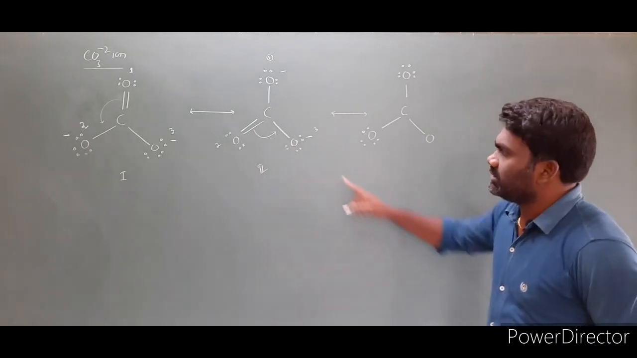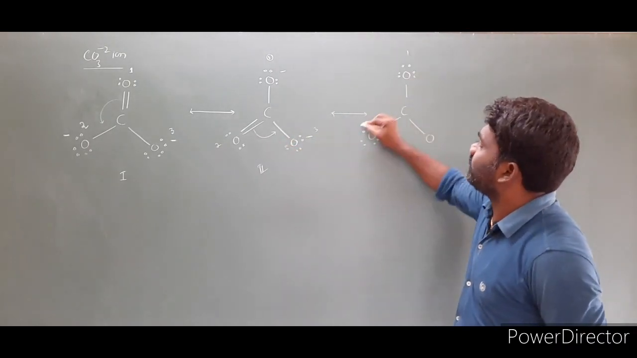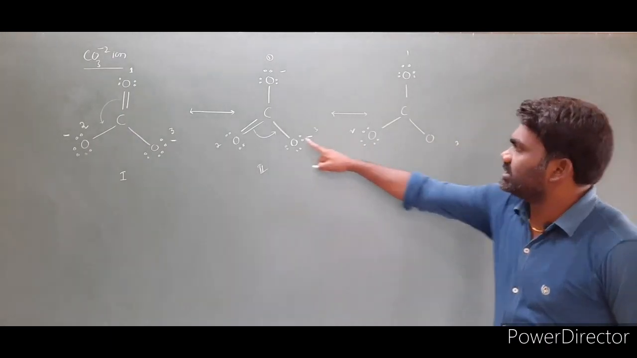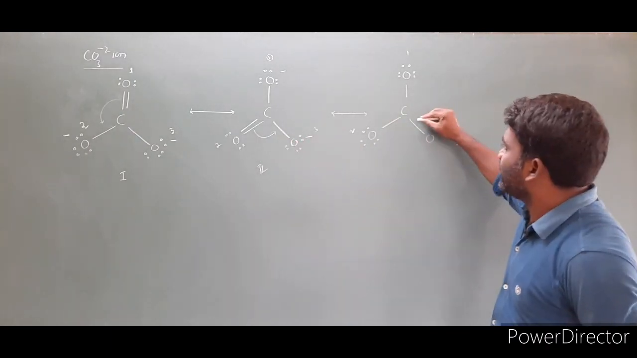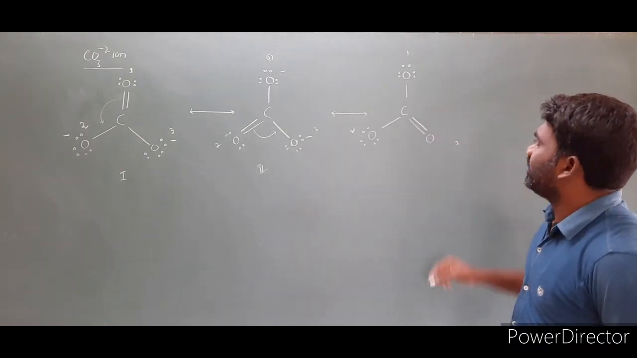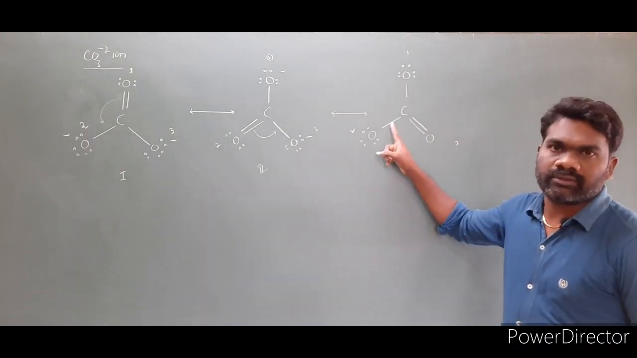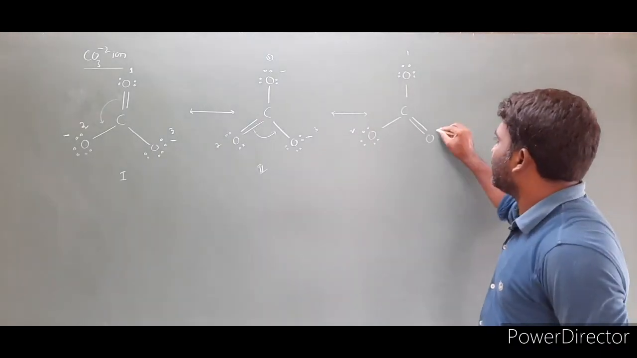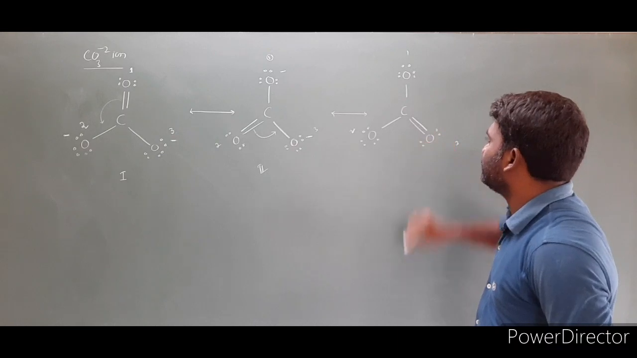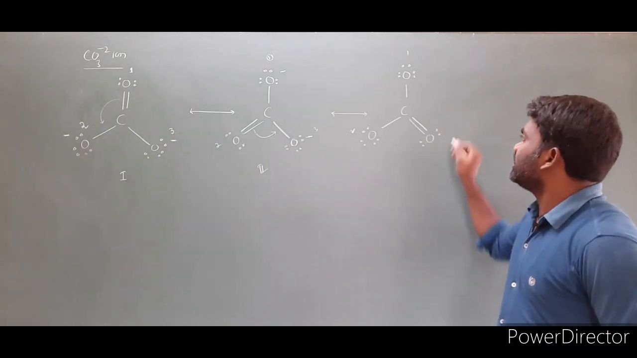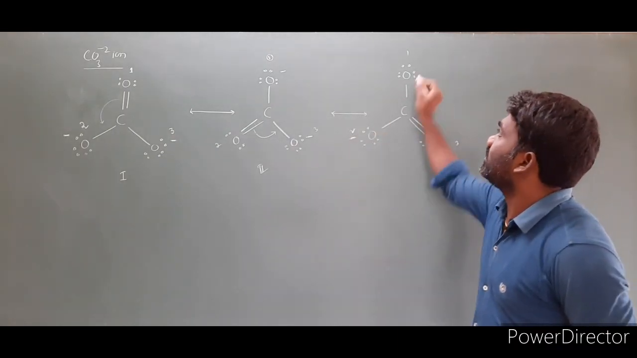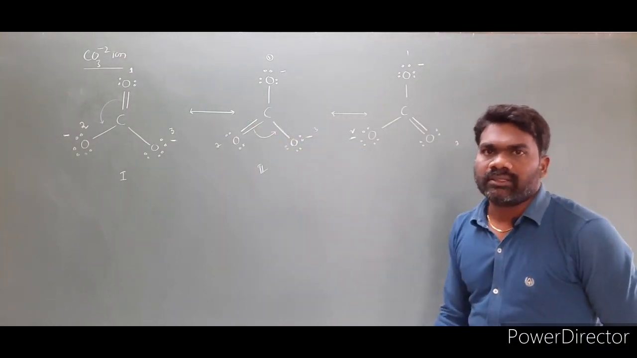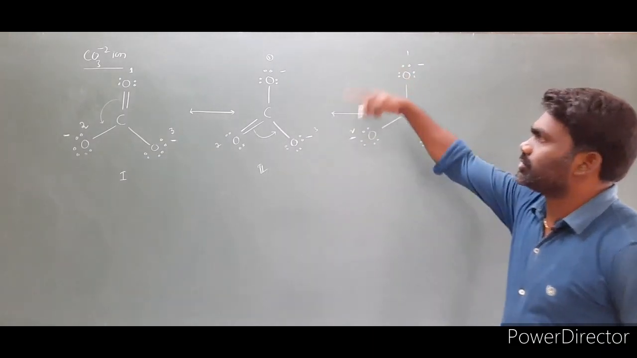And this bond is moved on. Again I am labeling this as first oxygen, this as second oxygen, this as third oxygen. Then this bond is moving to here. Then we'll get a double bond between the third oxygen and carbon. Then we have to satisfy the octet configuration of this oxygen. Now here we will get a negative charge, because we took the CO3 2 minus ion. This negative charge belongs to the whole molecule.